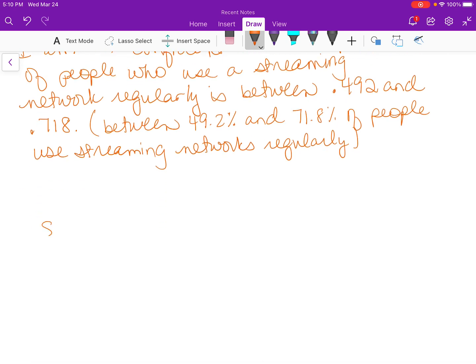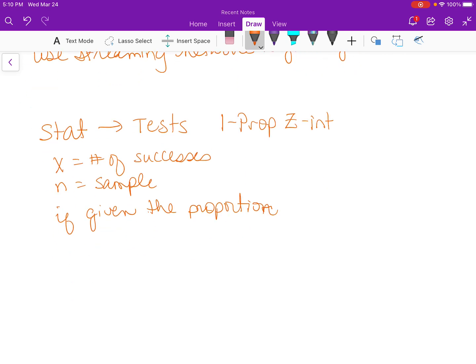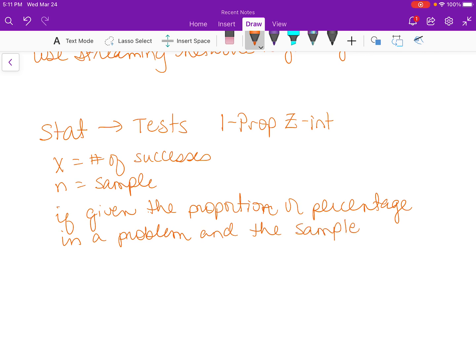Just to reiterate, I went to Stat, I went over to Tests, and I scrolled down until I found 1 prop z interval. X is the number of successes. N is the sample size. If given the proportion or percentage in a problem, and the sample size, p hat equals x over n.